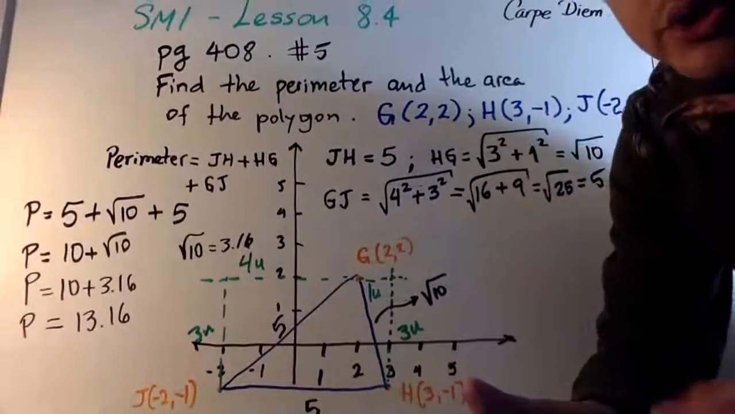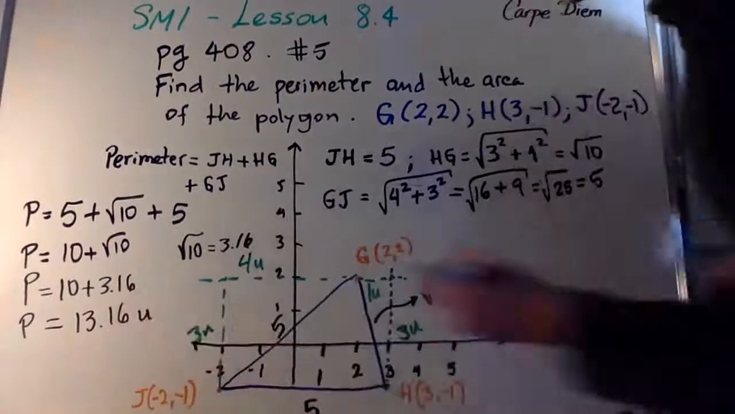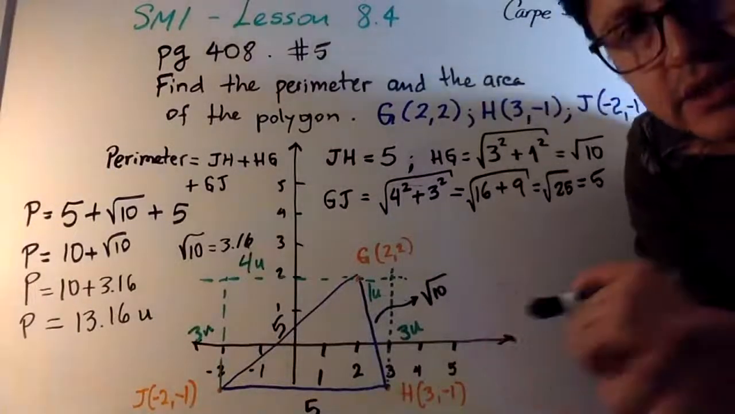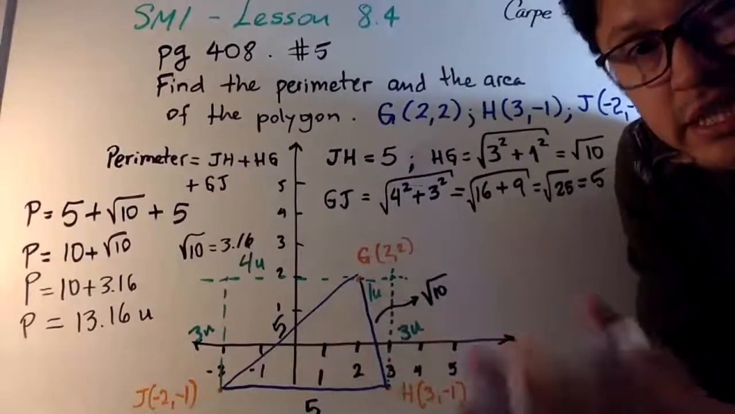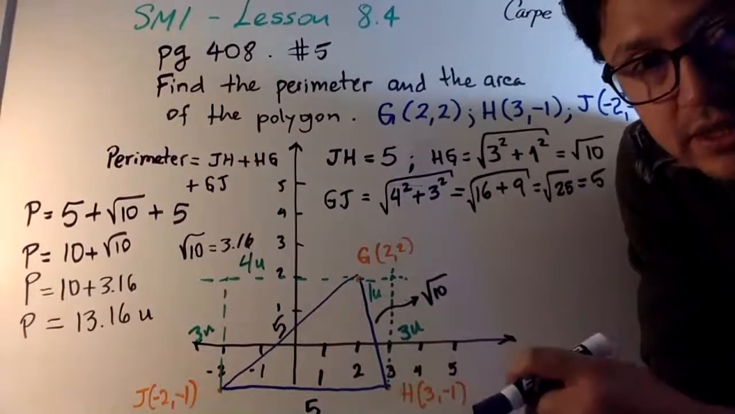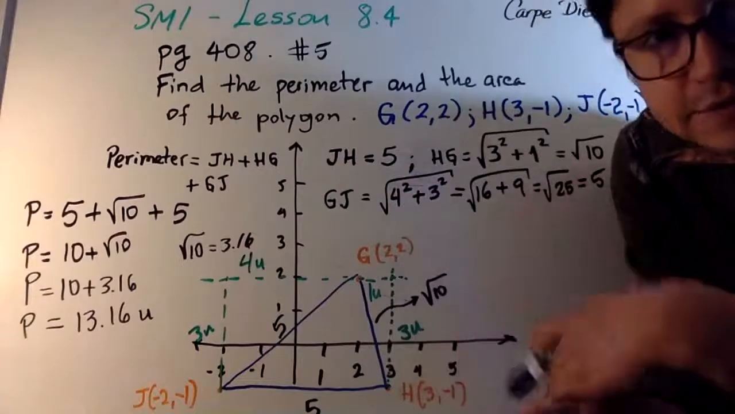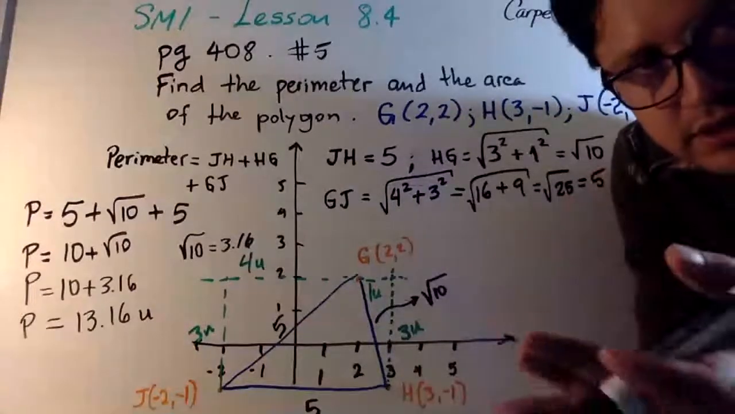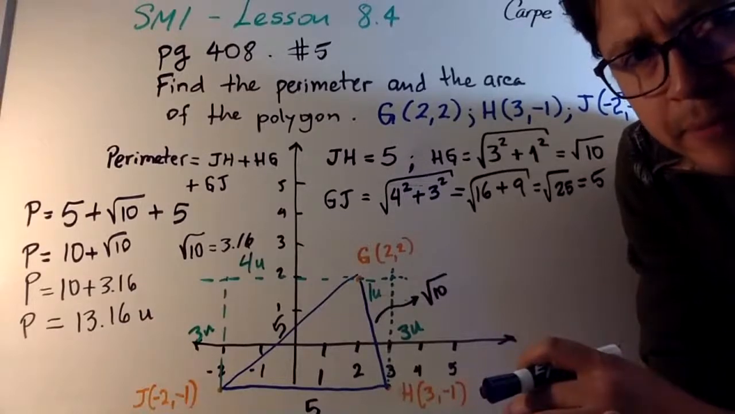That you could say 13.16 units. If at the beginning they told you, all right, you are measuring these units in meters, inches, feet, then you would say it's 13.16 meters, feet, or inches. It depends on the setup of the problem, right?